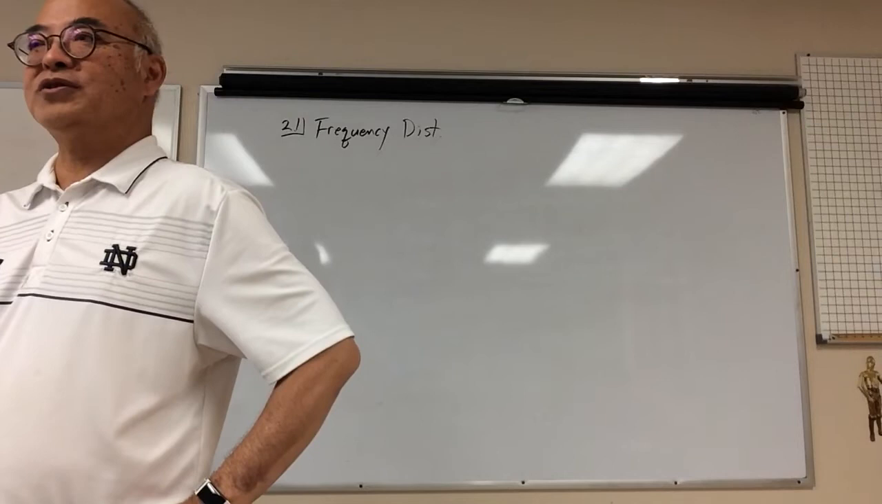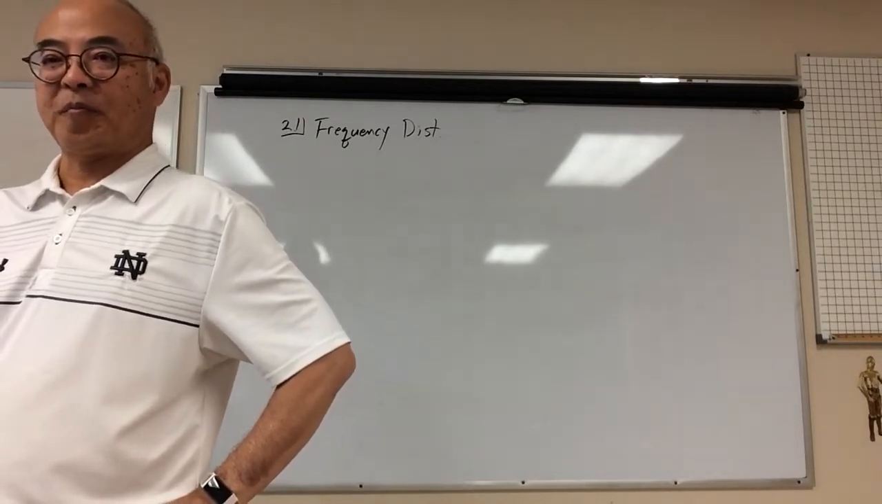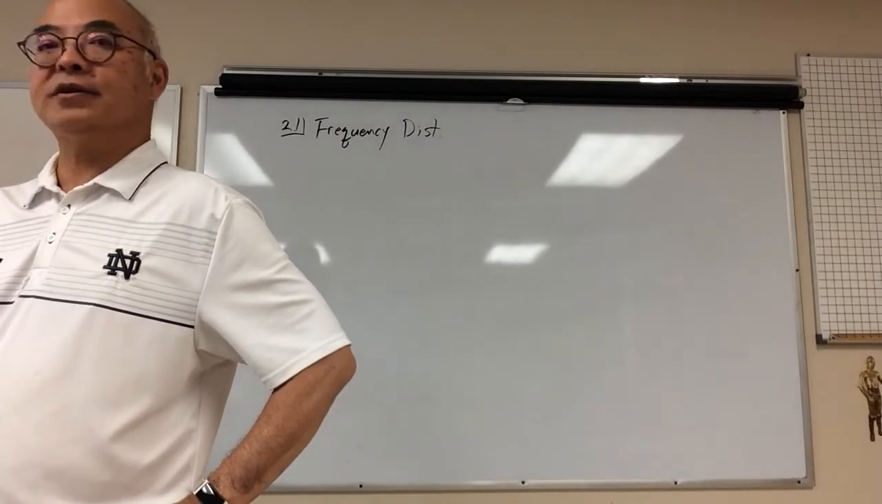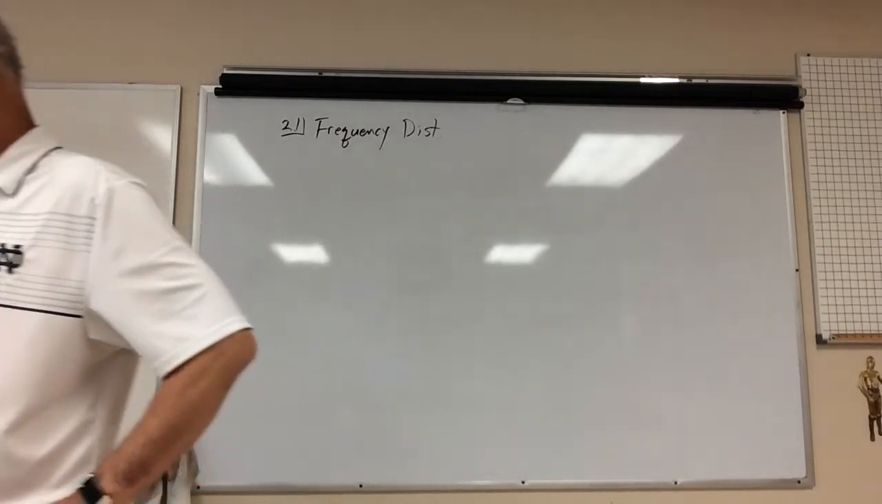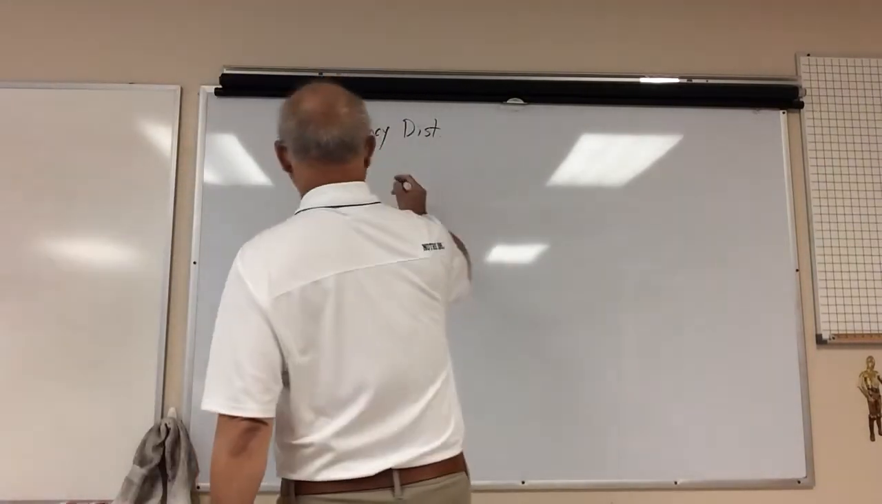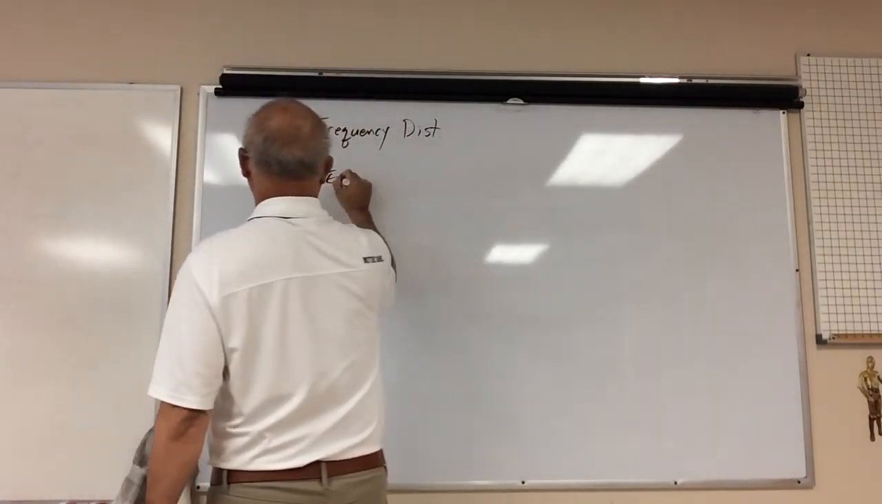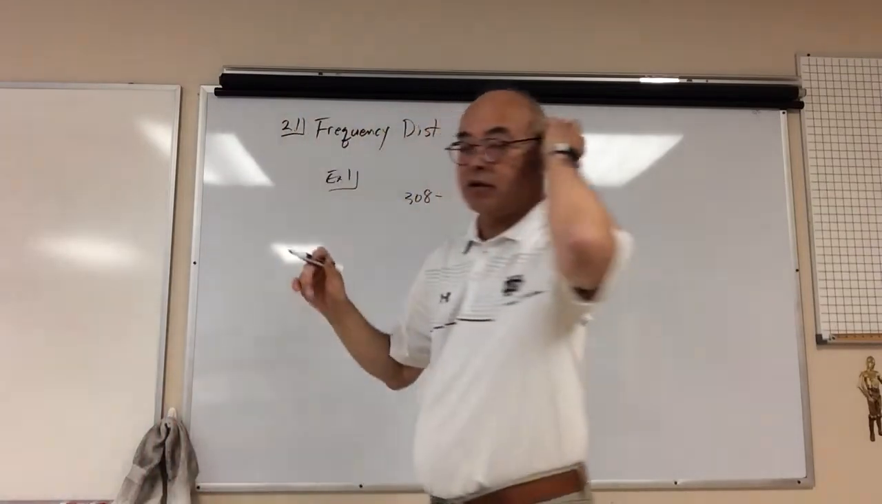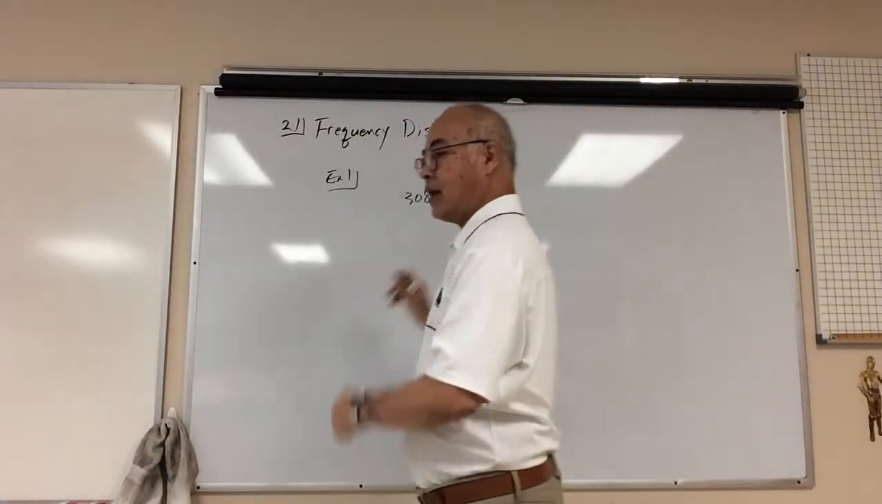Okay, in order to do that, what's the first thing you need to do? You have to find the maximum and the minimum data, correct? So let's find the maximum and the minimum data. What's the maximum data here? 308, right? So 308 minus, what's the minimum data? 83.